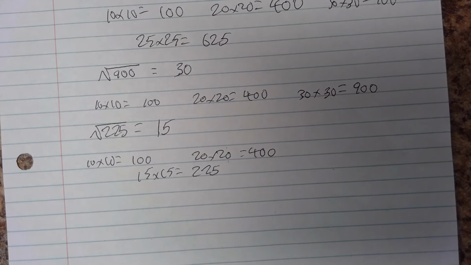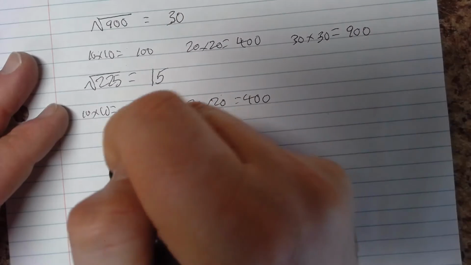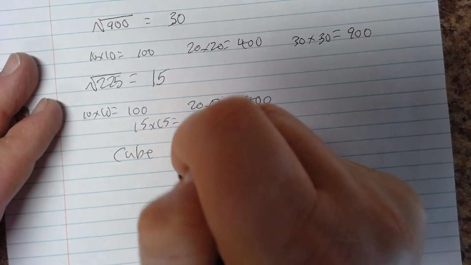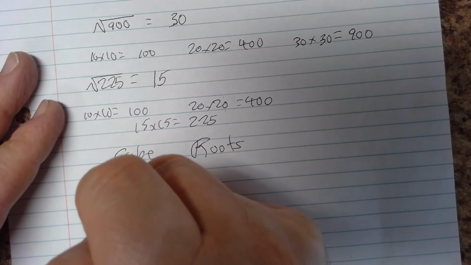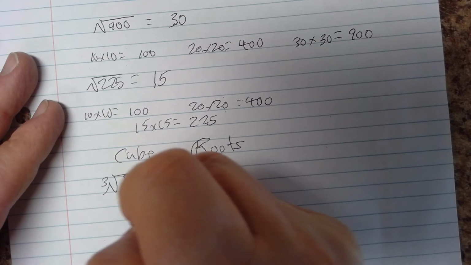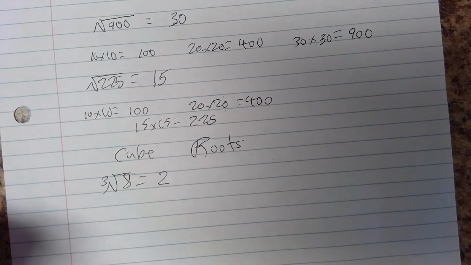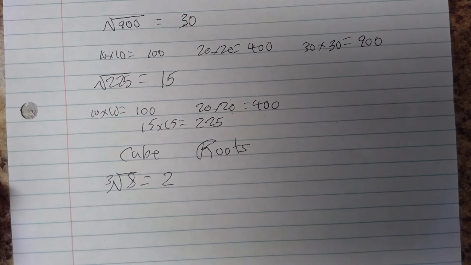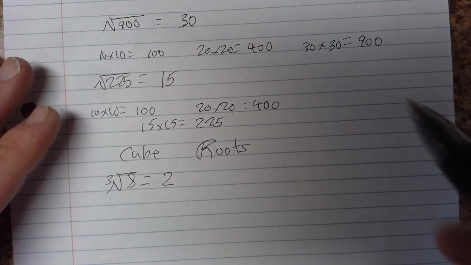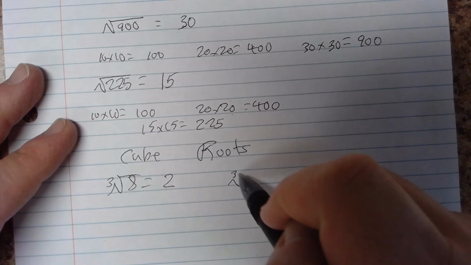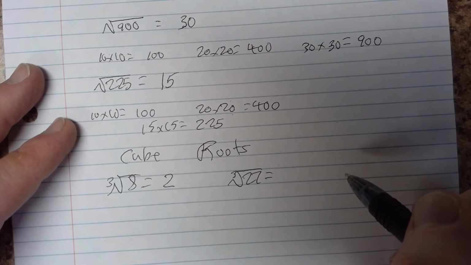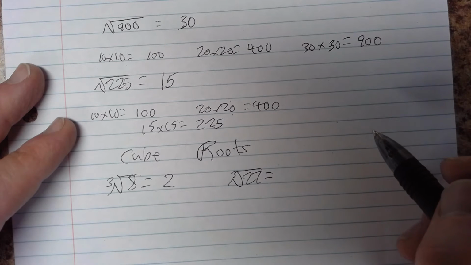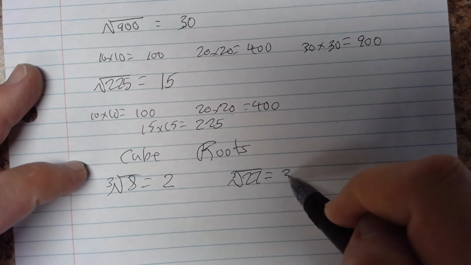Right. The last concept we're going to review is cube roots. So, cube roots are, for instance, the cube root of 8 is 2, because 2 times 2 times 2 is 8. You're now multiplying a number 3 times. And the cube root of 27, 3 times 3 times 3. 3 times 3 is 9, 9 times 3 is 27. So the cube root of 27 is 3.